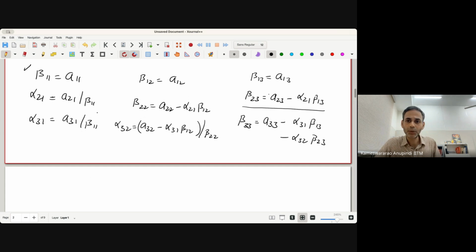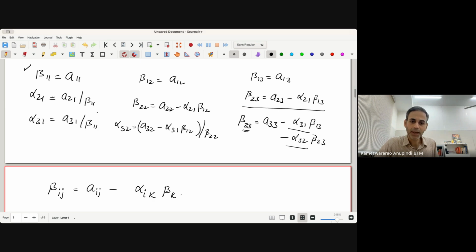Beta 2,3 is equal to A 2,3 minus alpha 2,1 beta 1,3, okay? That means we are subtracting the previous values, whatever is there. Similarly, beta 3,3 has two such subtractions. That means if I go in general to ij, there will be many more such subtractions. So beta ij is going to be a ij minus alpha i, you can see here what you have for 2,3, we have 2,1 and 1,3. That means alpha i k, beta k j.